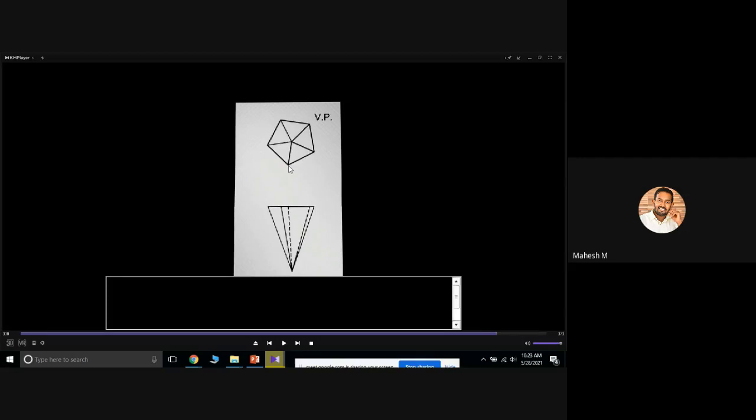But here the condition is slightly different. Any one of the base edge. So this one is the base edge. Okay, so any one of the base edge is inclined at 35° to the HP. And any one of the base edge is having a 35° inclination with the HP. So if we are creating this line with a 35° inclination, then the total diagram will look like this.